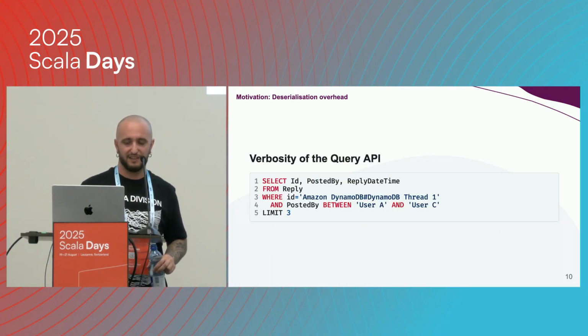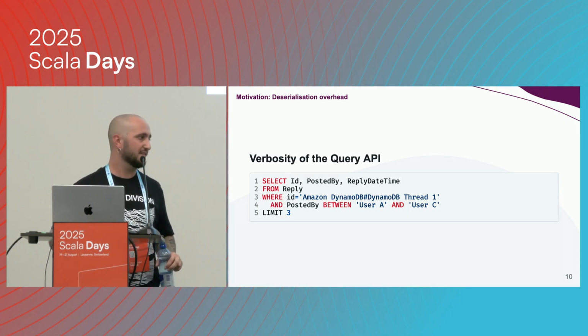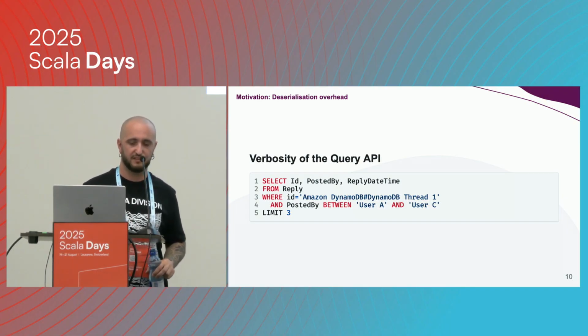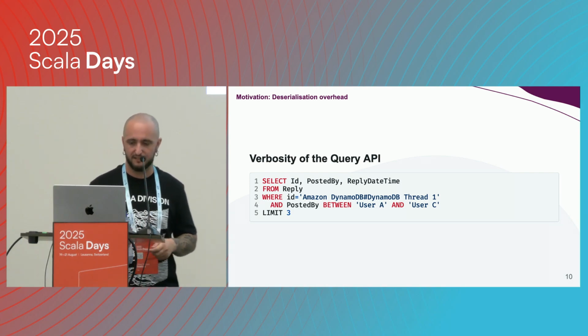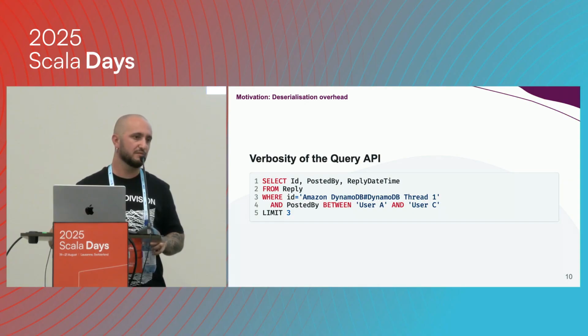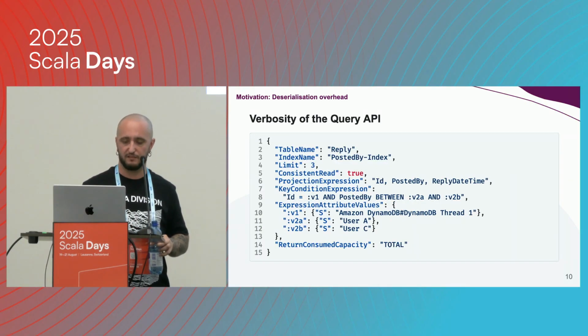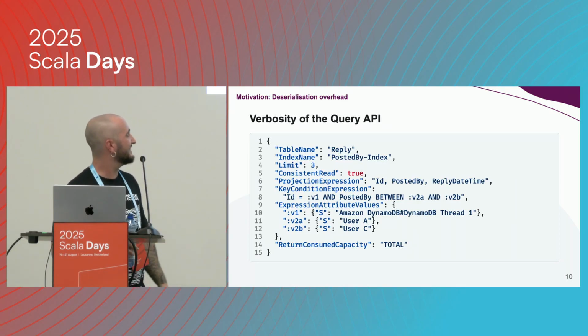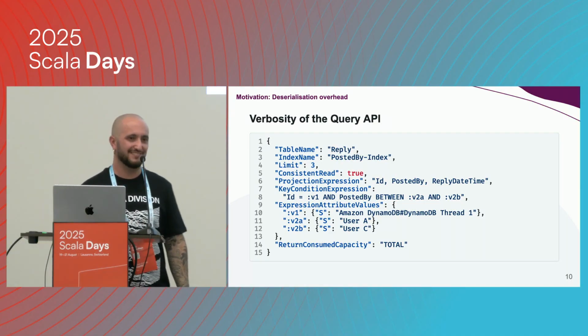Then we have the typical verbosity of this kind of data store, if they don't support SQL, right? There is an example here, a typical SQL query, where you just select 3 fields from a table called reply, and then you specify a couple of conditions. The same thing written for Dynamo with the JSON interface will be something like this, which is a lot more verbose, right?